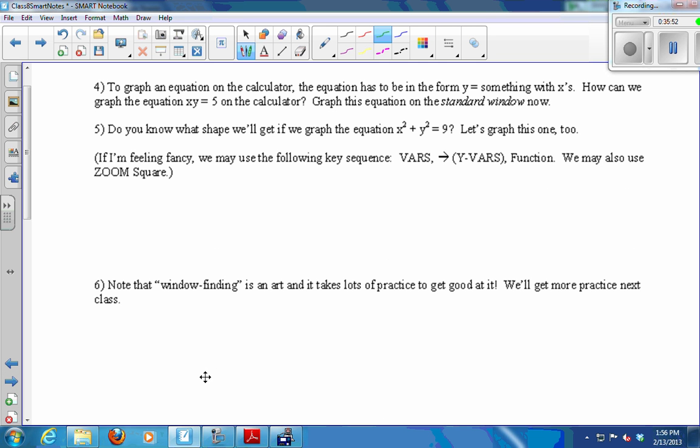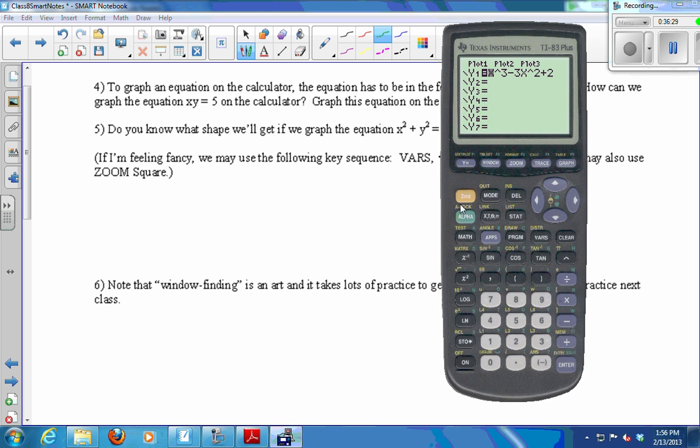Move to number 9. So to graph an equation on the calculator, the equation has to be in the form y equals something with x's. So if I have xy equals 5 is the equation I want to graph, how would I enter that in the calculator? Close. 5 divided by x, because this is multiplication right here, x times y. So to get y by itself, divide both sides by x. So you would enter y equals 5 over x.